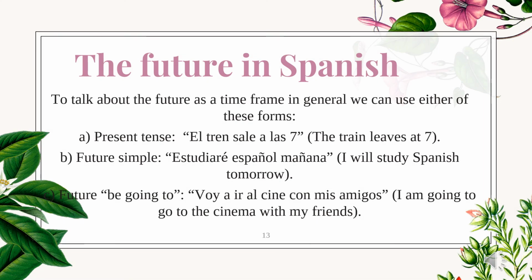The future in Spanish. To talk about the future as a time frame in general, we can use either of these forms. The present tense, when it's a fact, for example, the train leaves at 7, el tren sale a las 7. Then we can use a future simple, I will study Spanish tomorrow, estudiaré español mañana. Or the future with the be going to form. I am going to go to the cinema with my friends. Voy a ir al cine con mis amigos.